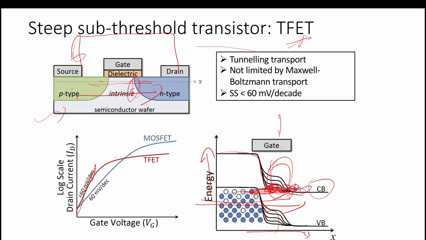But the current will be very low, because it is due to tunneling, so there will be a limit on this current. In the MOSFET, it is 60 millivolts per decade, but the current will be higher. If another device needs more current, like LEDs, which require higher current for brighter light, for that we need a MOSFET. But the MOSFET is kind of battery consuming.